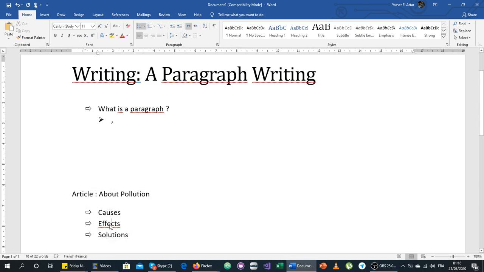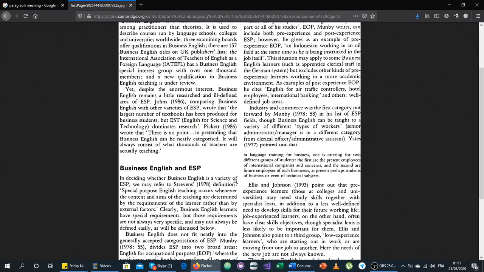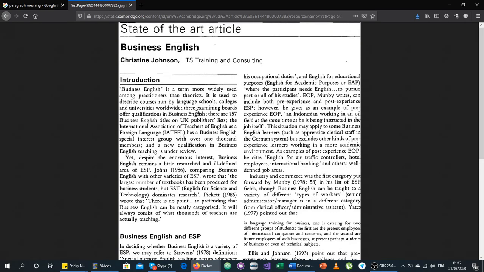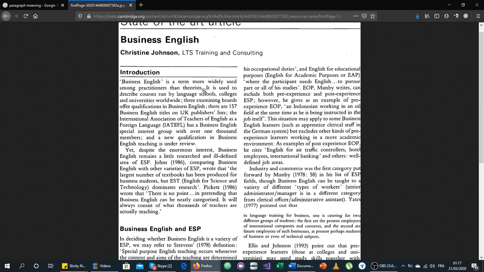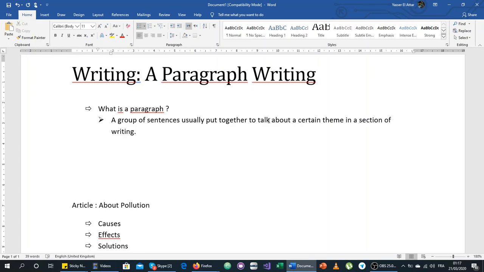So this is what a paragraph is. It is a group of sentences, usually put together. What do we mean by put together? In a paragraph, we don't go back to the line when we finish one sentence. It's put together, following each other, to talk about a certain theme in a section of writing in general. It can be an article, essay, tabloid, or anything else.